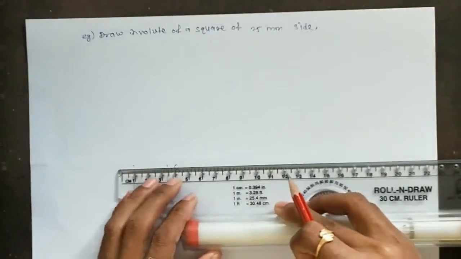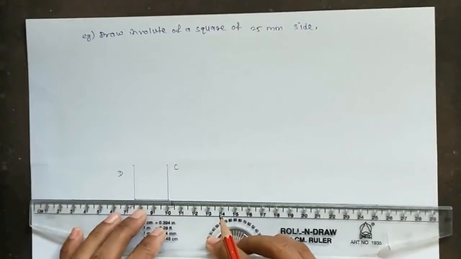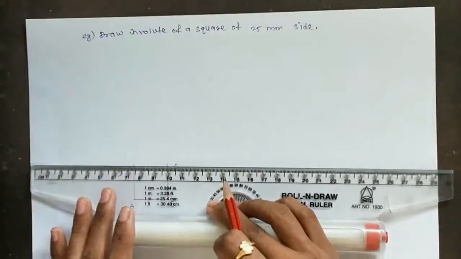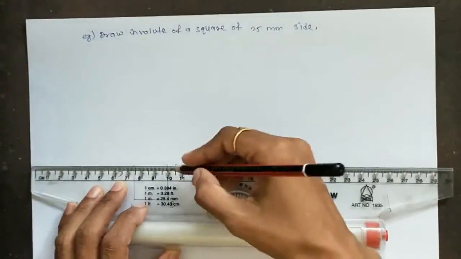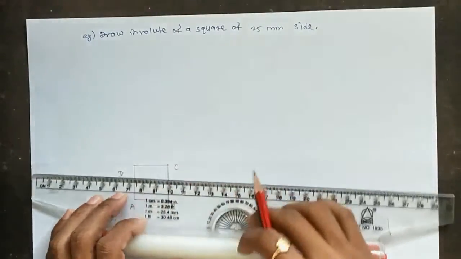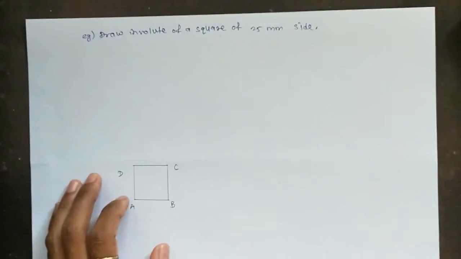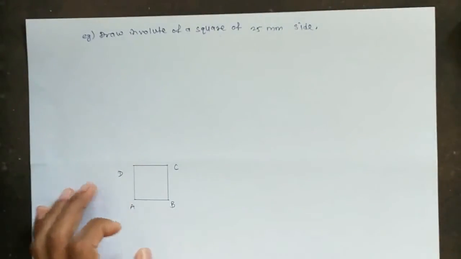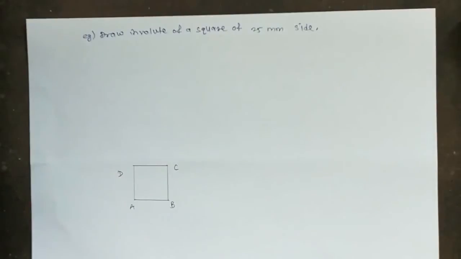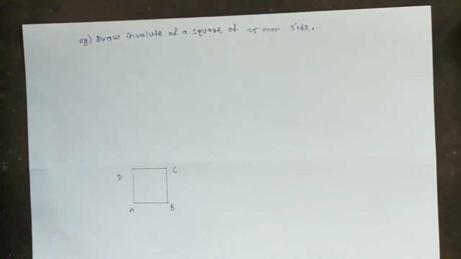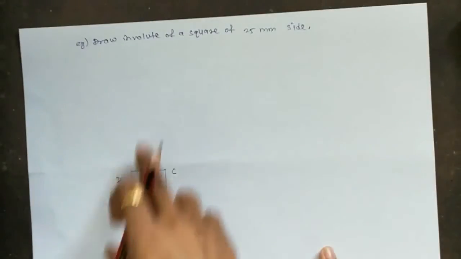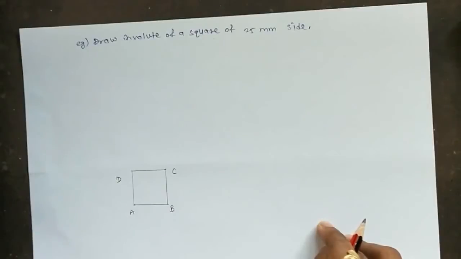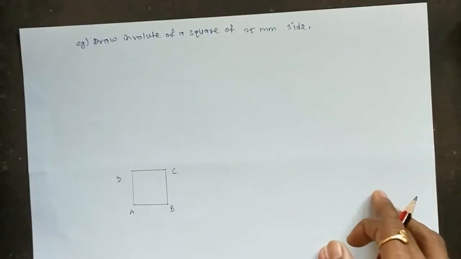Now join C and D parallel to this line. It is already 25 mm we have taken. Now this is the complete square. Now next task is to extend all these lines like we have done in triangle.